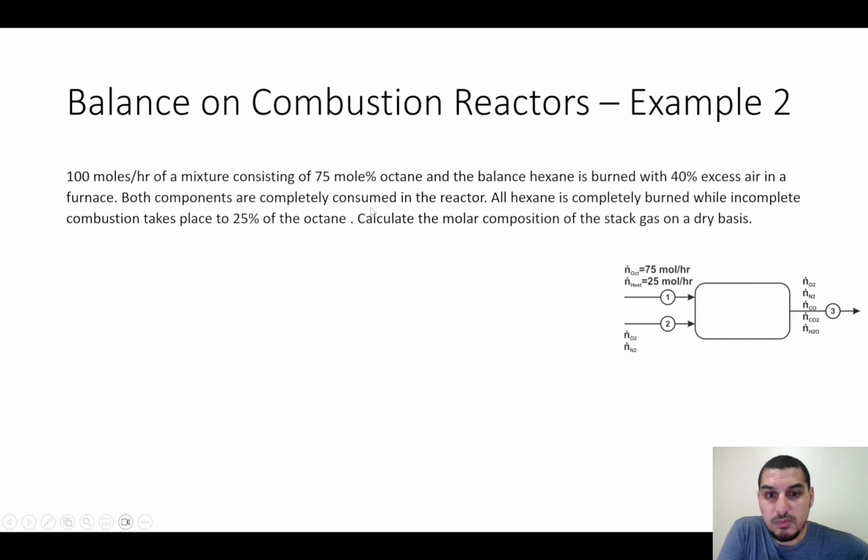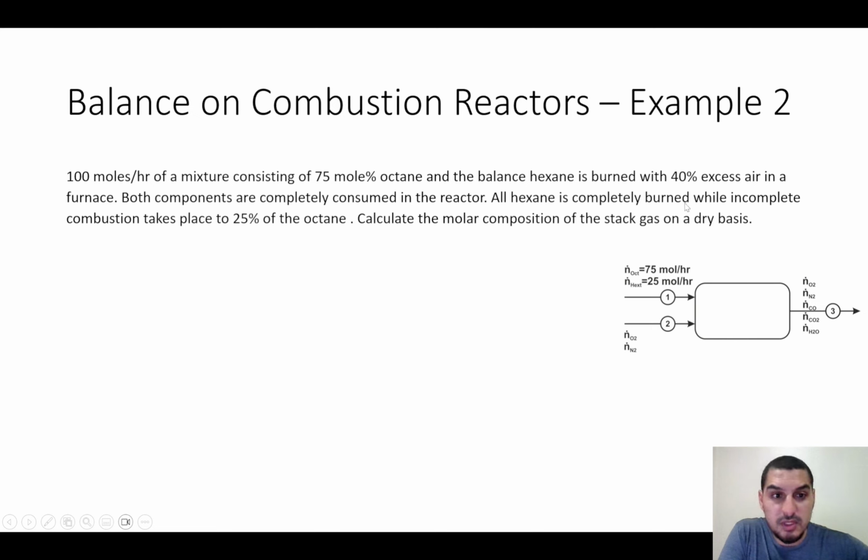Both components are completely consumed in the reactor. This sentence doesn't have anything to do with the combustion, whether it's complete or incomplete. This sentence is about the conversion. So this is the conversion of both hexane and octane. So they are totally consumed, meaning that there is no octane and hexane in the product stream. And this is why in the product stream we don't have any octane or hexane. It's only the unreacted oxygen, nitrogen, and the reaction products.